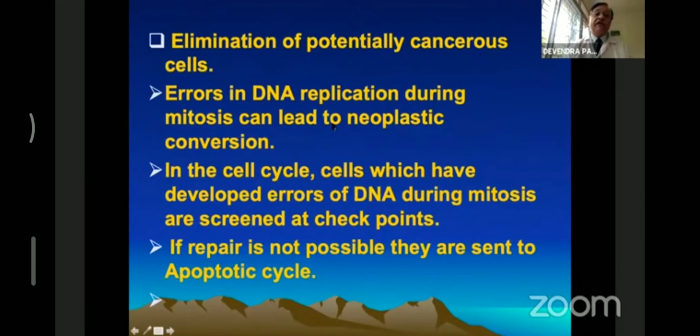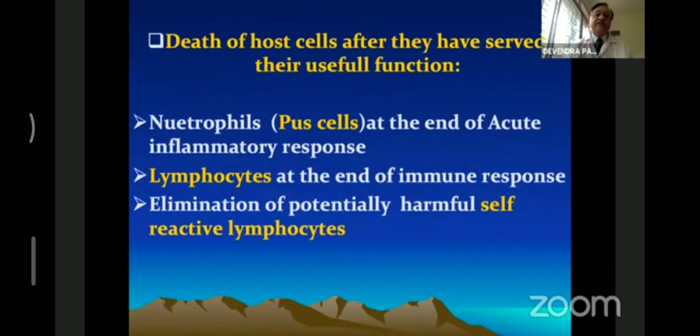Next important one is elimination of potentially cancerous cells. Errors in DNA can occur during replication when mitosis is on. In the cell cycle, when the DNA is replicating, there are two gateways, two doors at which errors in the DNA are checked. If the errors are detected at these particular checkpoints, then a repair process is tried. If the repair process cannot take place, then the cells are sent to the apoptotic cycle and the cell dies, so that cancer does not develop.